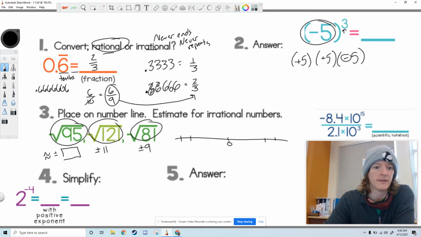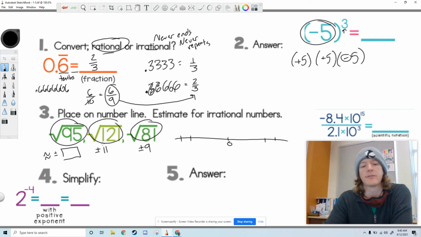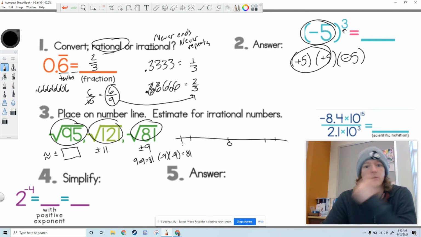By the way, on number 3, if you forgot why I'm having positive and negative, well, 9 times 9 is 81, but also negative 9 times negative 9 is 81, because 2 negatives, like I said up here, cancel each other off. So your answers for these got to be positive and negative.